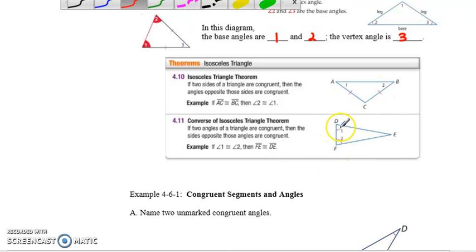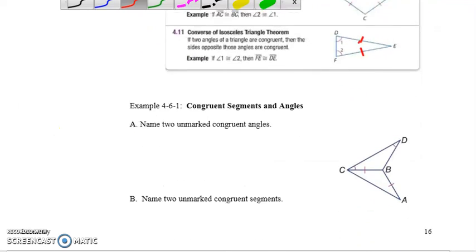And the converse of isosceles, so if two angles of that bottom part of the triangle are congruent, then the opposite sides would be congruent. So that's the converse.